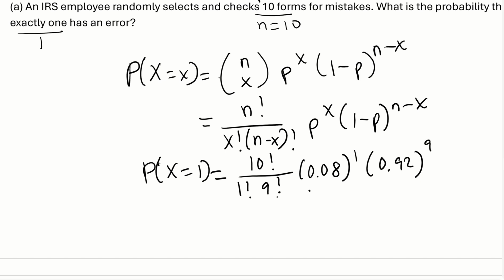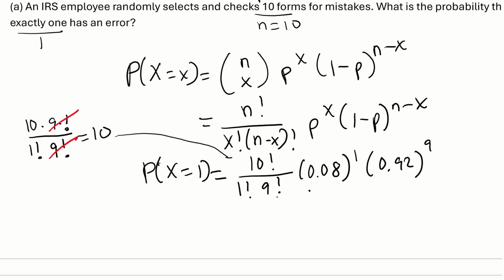All right, so I'm going to do this part right here off to the side just so you can kind of see it. So 10 factorial, remember, means 10 times 9 times 8 times 7 times 6 all the way to 1. That's what 10 factorial is. But what I'm going to do is stop it at 9 factorial. The reason being is that then this cancels, and then it just becomes 10. And then 1 factorial is just 1. So 10 divided by 1 is 10. So this whole thing is equal to 10.